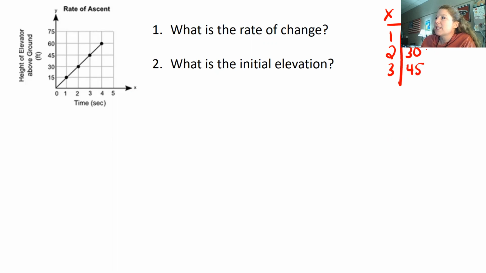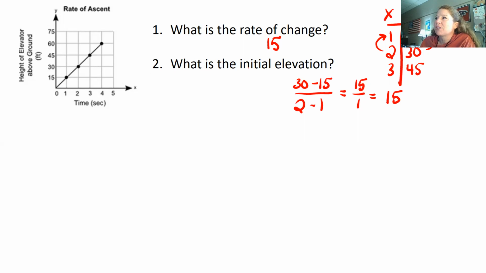So we want to know what is the change, right? What is our change in y divided by our change in x? Where our change in y is 30 minus 15. Our change in x is 2 minus 1. So 30 minus 15 is 15, 2 minus 1 is 1, and 15 divided by 1 is 15. All right, so that's our rate of change, also called our slope.